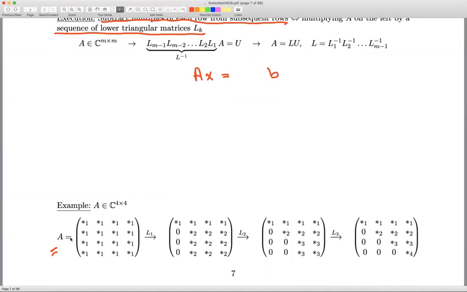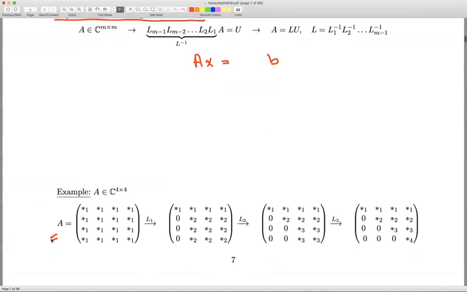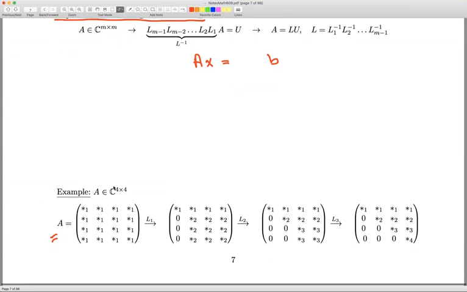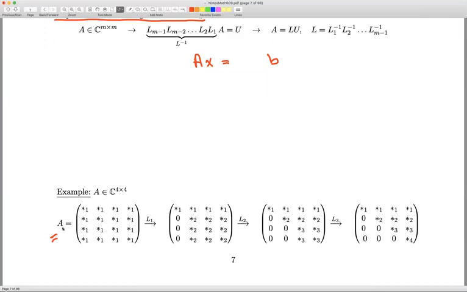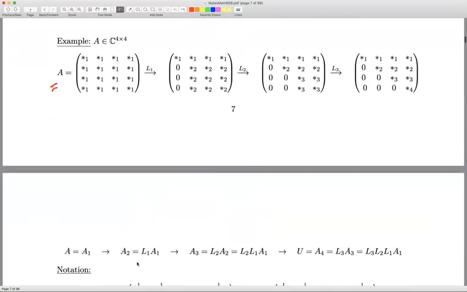Then what we do is we multiply on the left the matrix A with the matrix L1, which is a lower triangular matrix, and we will see how to find it. The resulting matrix we denote by A2. So A2 is L1 times A1. After this multiplication, this matrix will have zeros everywhere below the main diagonal in the first column.